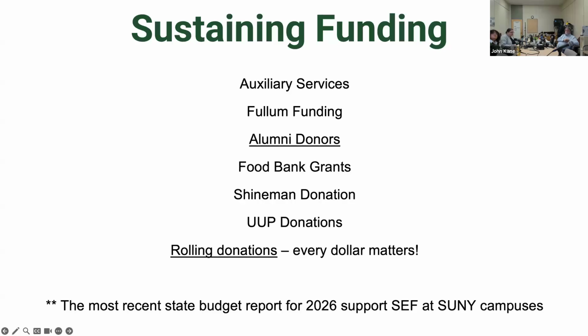Our funding, as I mentioned, is sustained in some ways, but it is something that we are constantly looking to build because there is an increased demand and need. So we get a ton of support from auxiliary services. We also have the Fulham Fund, which is a separate fund from the emergency fund, which covers a good chunk of our summer dining bill. We do rely on our alumni donors and our food bank grants. The food bank is a great partner with us.